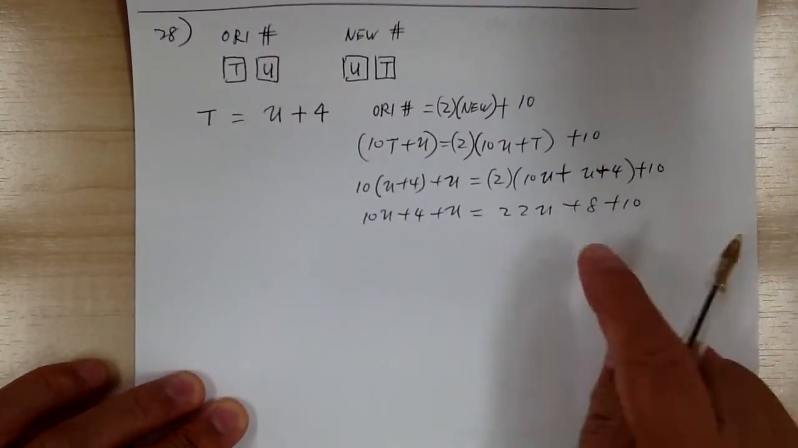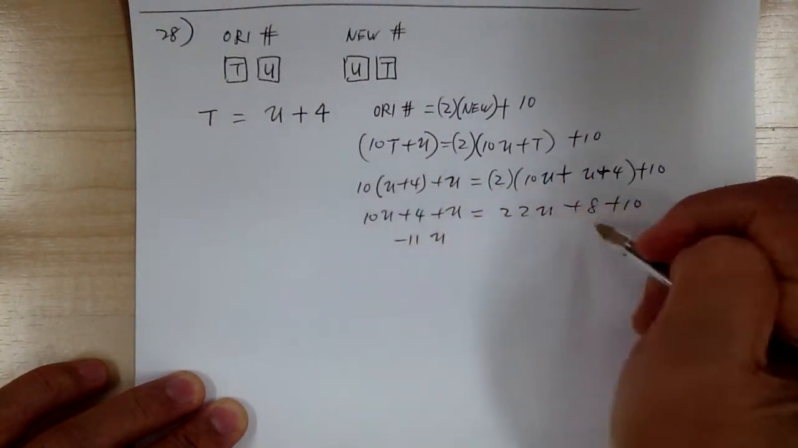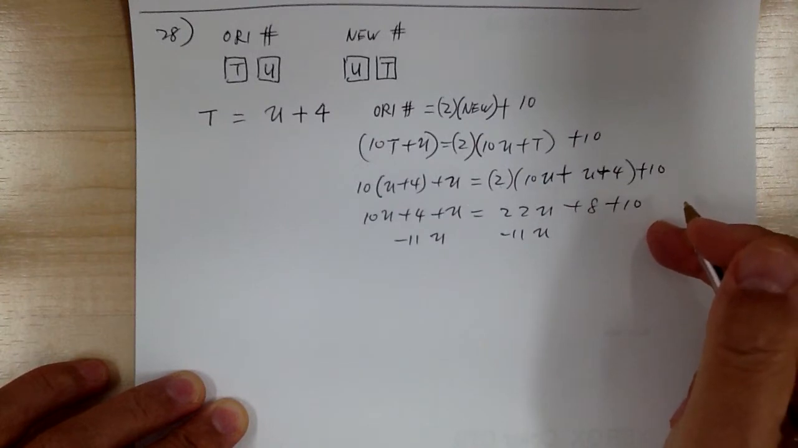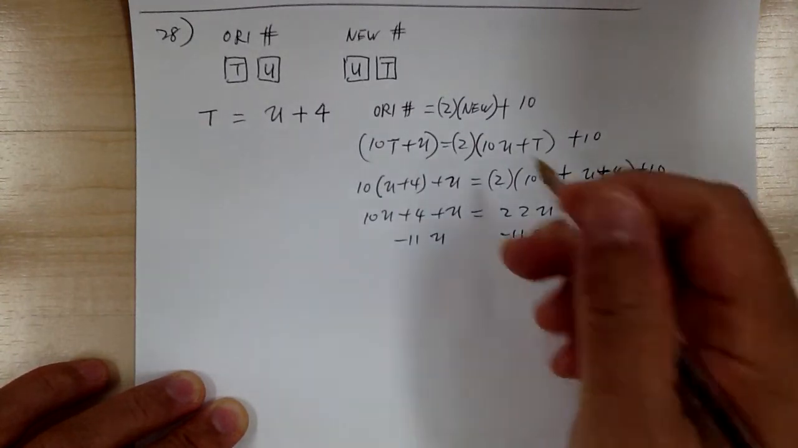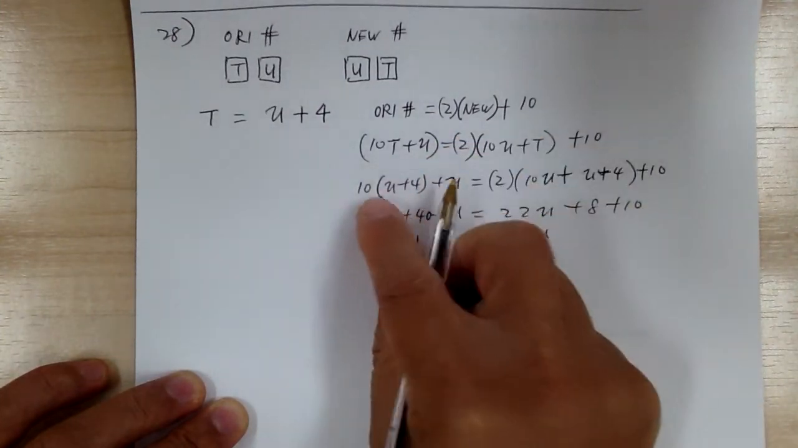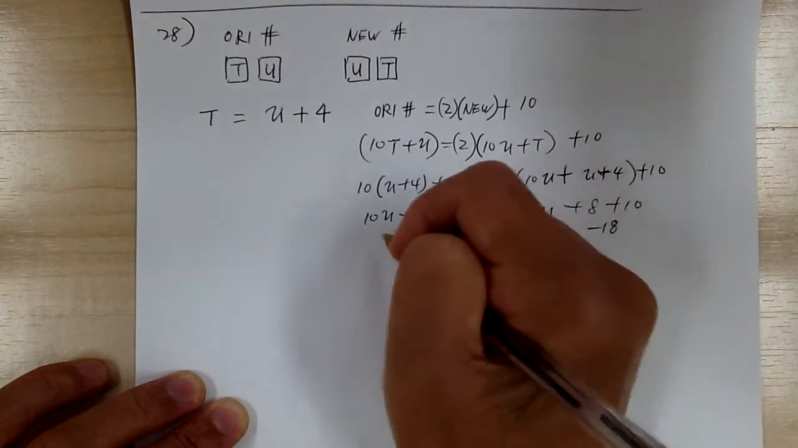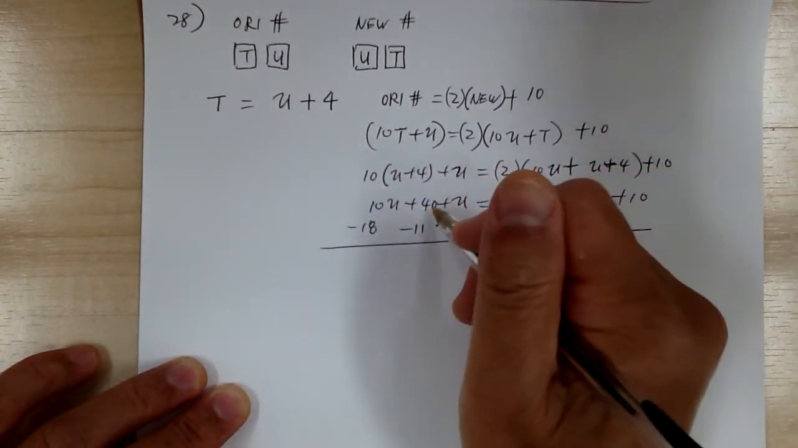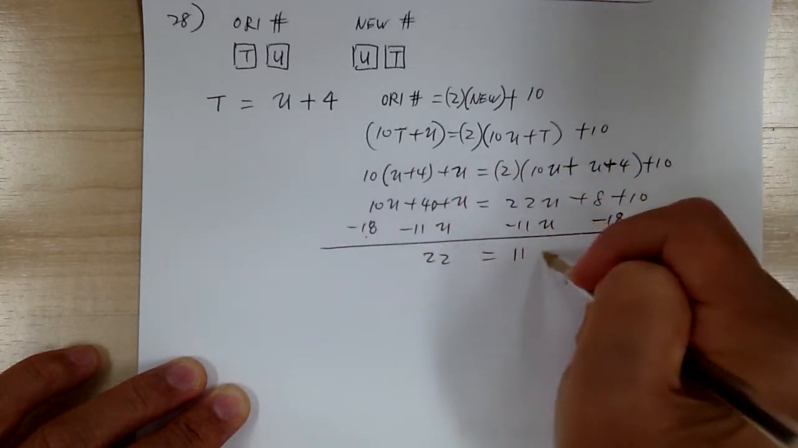And I'm going to move the u to this side, so I'm going to minus 11u, and I'm going to minus the 18. This is 40. 10 times 4 is 40. And I'm going to minus 18. So 40 minus 18 would be 22. And this will give me 11u.